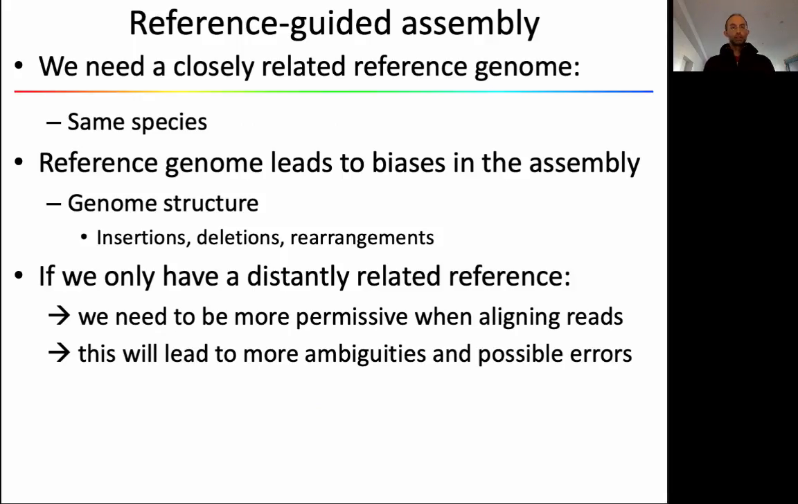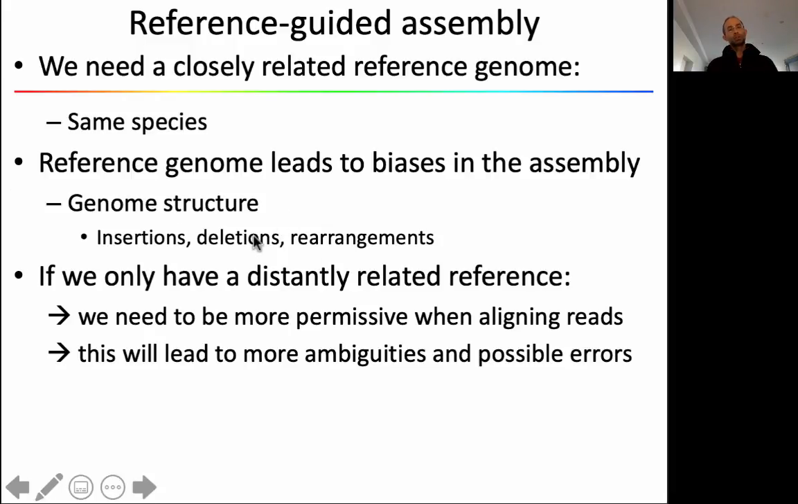For reference-guided assembly, we need a closely related reference genome. This is necessary so that we can align the sequencing reads from the organism that we're trying to assemble to this reference genome and reconstruct a consensus sequence. Preferably, the reference genome is from an organism of the same species, but if it's more distantly related, the probability will increase that we will have structural mutations in the genome, for example, insertions or deletions or rearrangements.